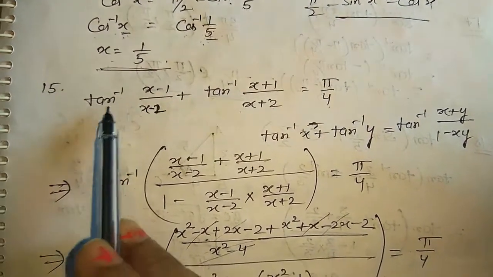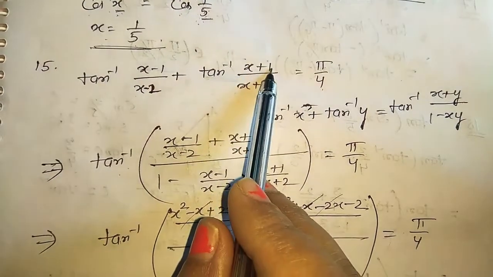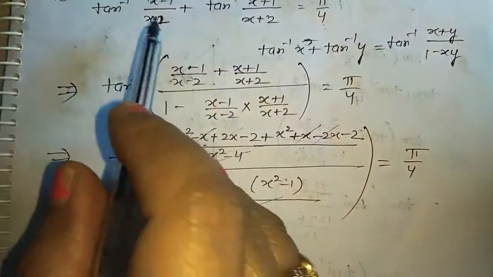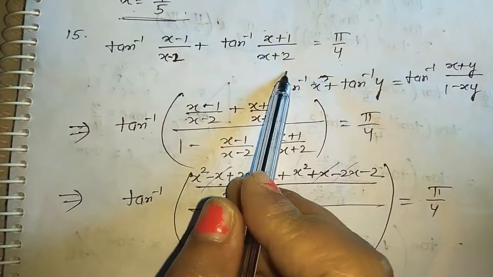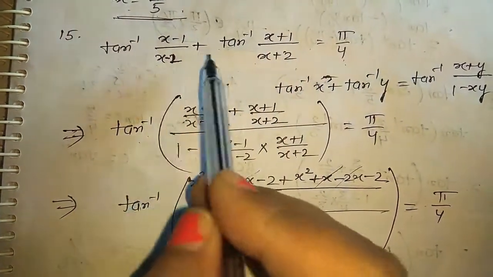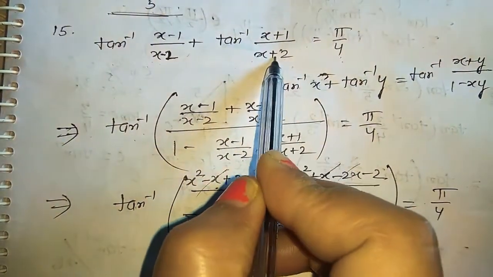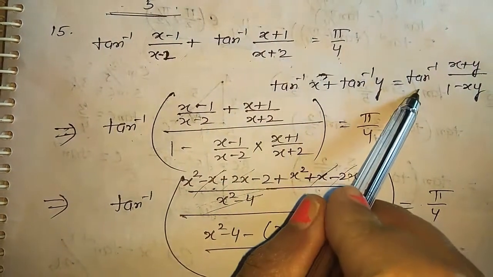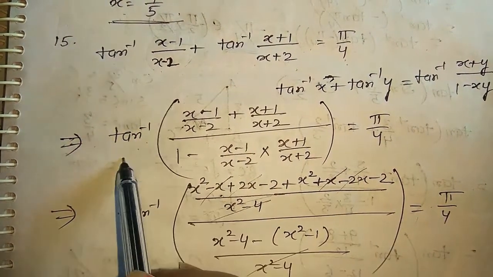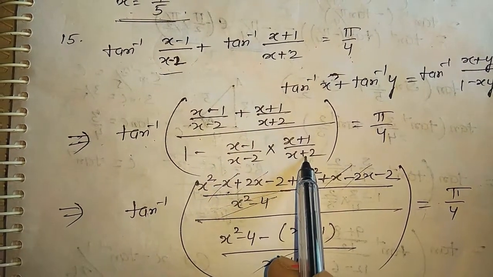Now come to question number 15. In this, tangent inverse (x minus 1) upon (x minus 2) plus tangent inverse (x plus 1) upon (x plus 2) is equal to pi by 4, and we have to find out x in this case. Firstly we will solve it. How we will solve? Let this be x, this be y. We note that the formula of tangent inverse x plus tangent inverse y is tangent inverse (x plus y) upon (1 minus xy). So tangent inverse, this is x, this is y, 1 minus x into y.